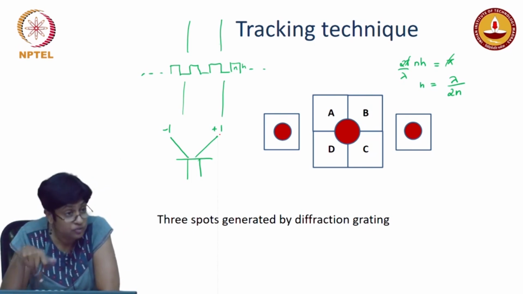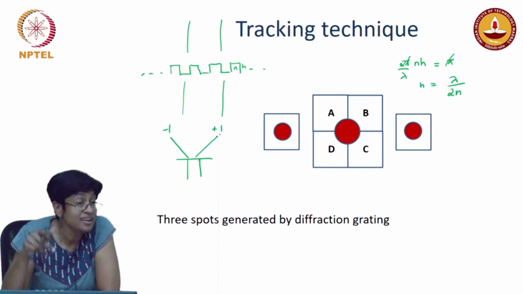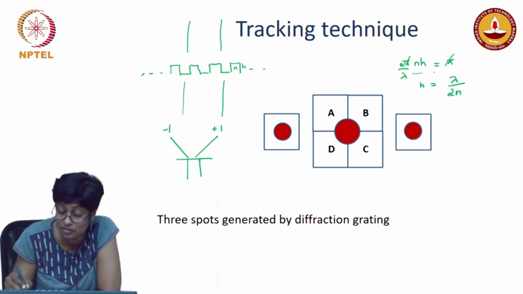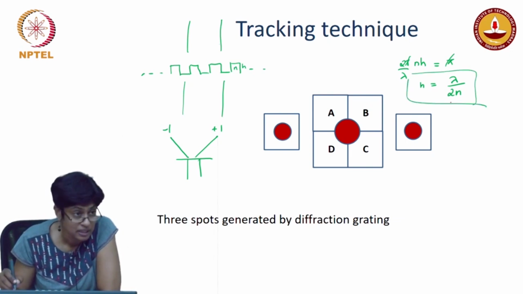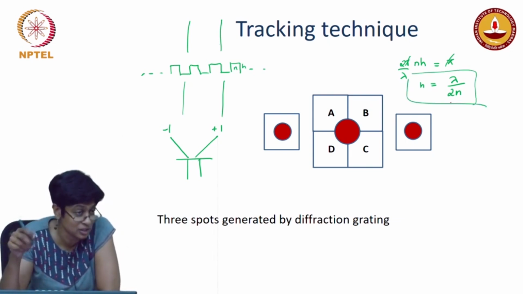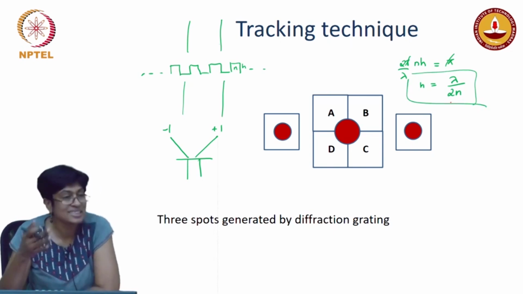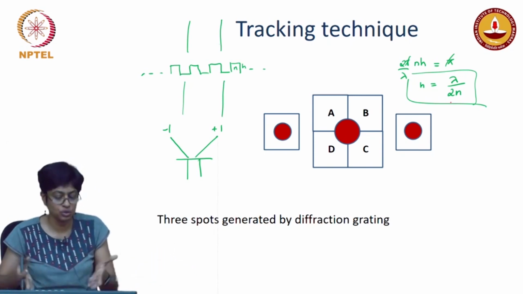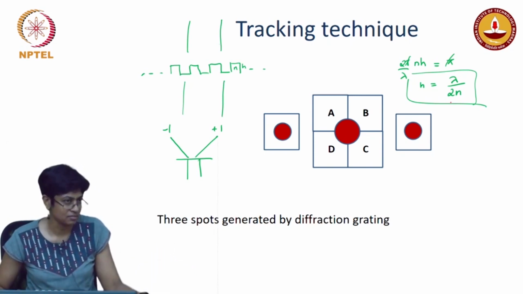In the case of the CD player, you want a large 0th order, because that's the beam that falls and reflects off and carries the information. So you won't have a grating satisfying this condition, so that you have light in the 0th order. But there is some light going into the higher orders as well, and that is what you use for the tracking. Okay?